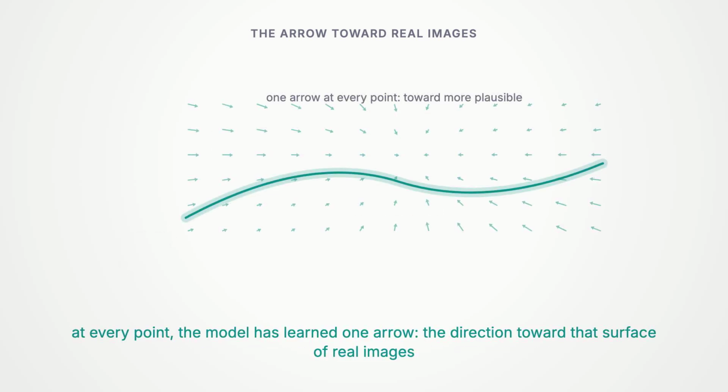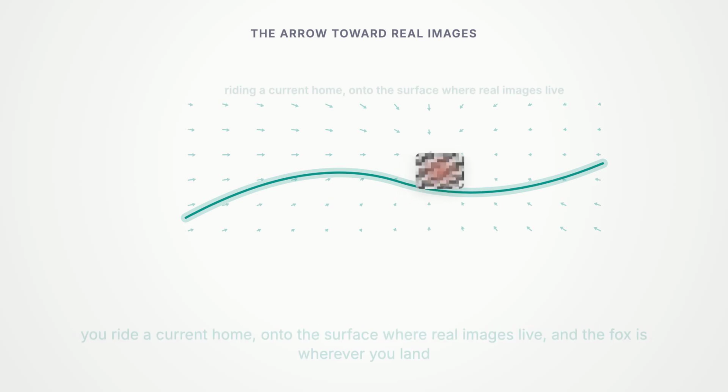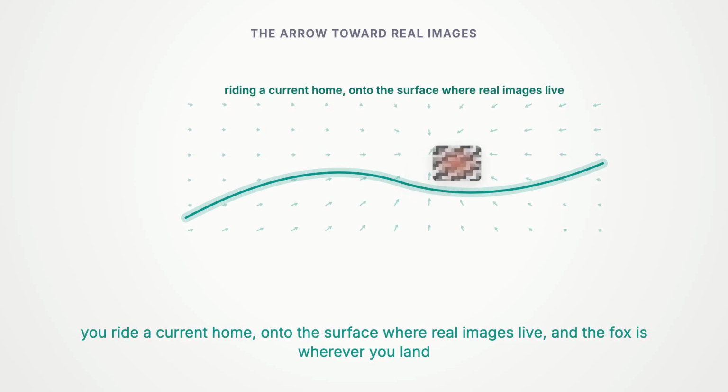Now at every point in that space, the model has learned to predict one thing. One arrow. The direction that points from where you are toward that surface of real images, toward more plausible, and generating an image is just this. Drop a point in the void, read the arrow, take a small step along it, read the new arrow, step again. You are not erasing noise so much as riding a current home, onto the surface where real images live, and the fox is wherever you happen to land.